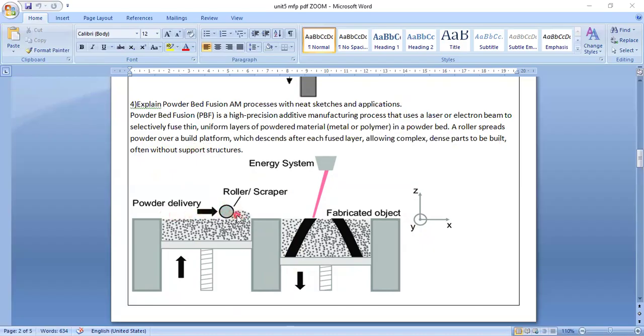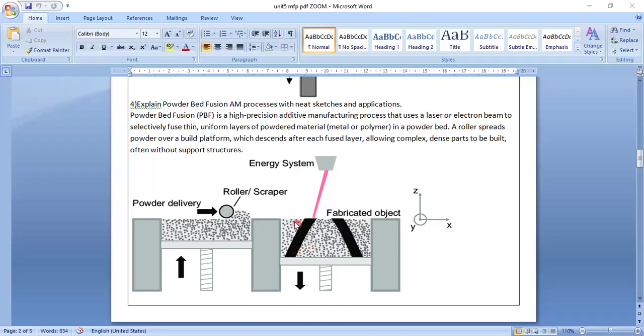The roller spreads powder over the build platform. The beam sinters it, and the platform descends after each fused layer, allowing complex dense parts to be built, often without support structures. Here you can see the energy system. We can arrange an electron beam or laser beam, which acts after the powder is rolled. After that, this is the fabricated object. You are sending this photon light inside the powder bed, which does the fabrication work, and then the bed goes down in the Z direction.